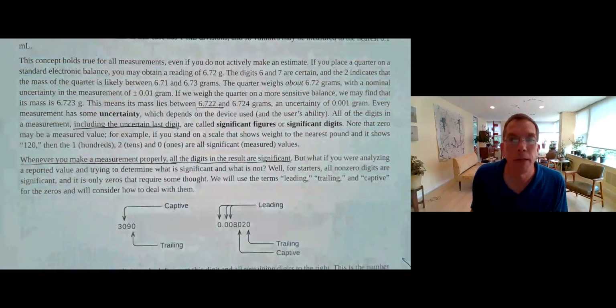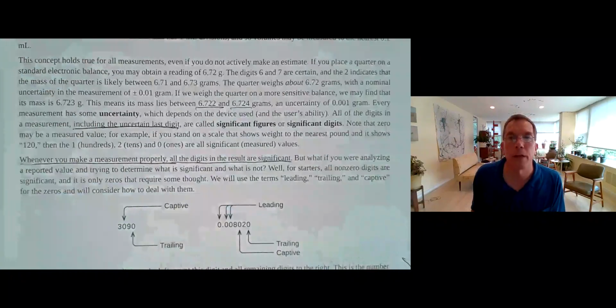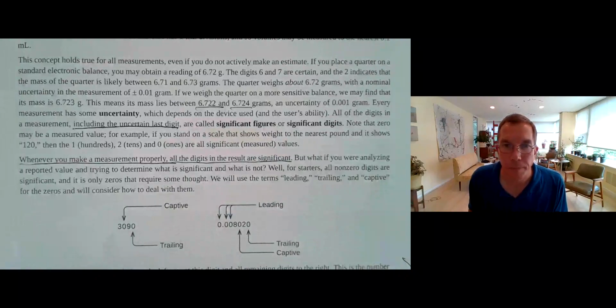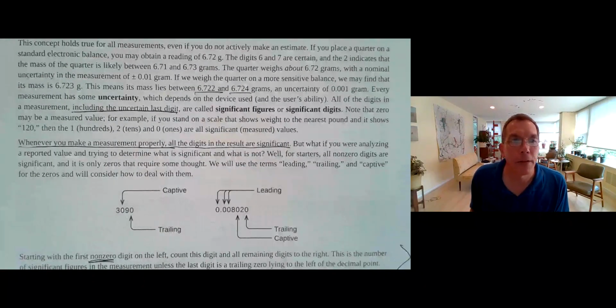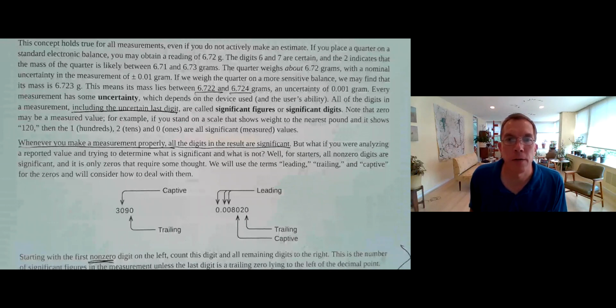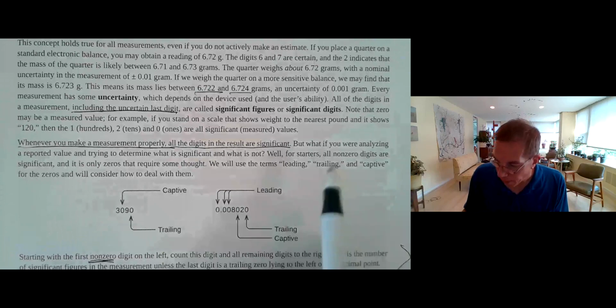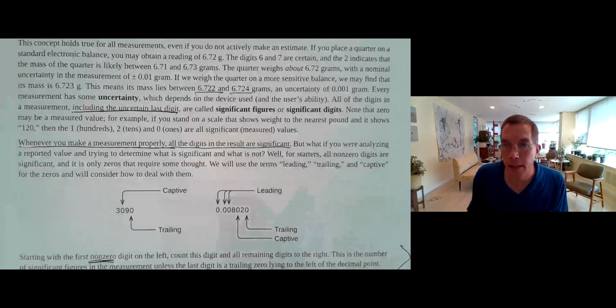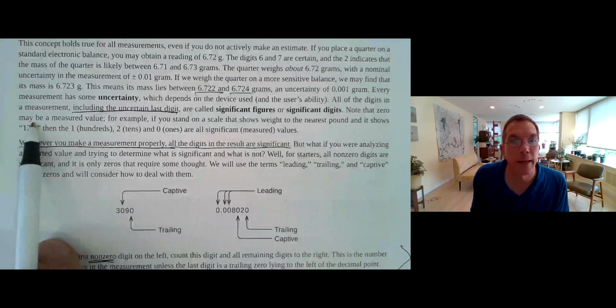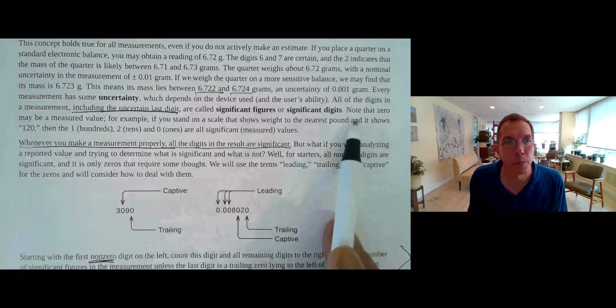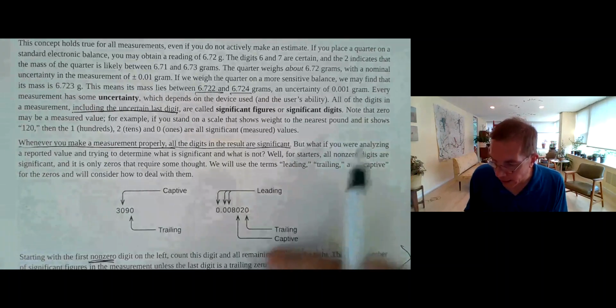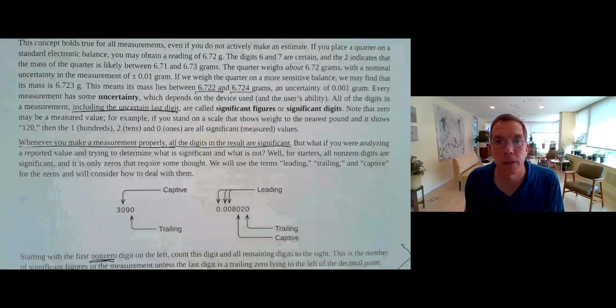So these would all be significant figures. These would be called significant figures or significant digits. Then they have this important thing that says, note that 0 may be a measured value. For example, if you stand on a scale that shows weight to the nearest pound and it shows 120, then the 1, the 2, and the 0 are all significant values. But they're also going to allow themselves the possibility that it might not be a significant figure. Okay. So clever reading of a textbook is required. They're not saying 0 is always a significant digit.